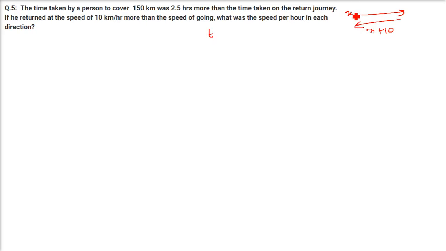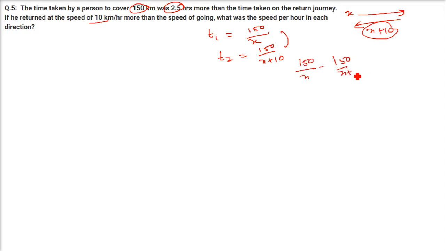So the time while going, say t1, is distance, which remains the same 150, by x. He returns, let us take it as t2, at x plus 10, that is the speed which is 10 km higher than what he went. Distance remains the same, the speed he increased by 10. Now the difference of these two times is 2.5 hours. So 150 by x minus 150 by x plus 10 is equal to 2.5 hours.